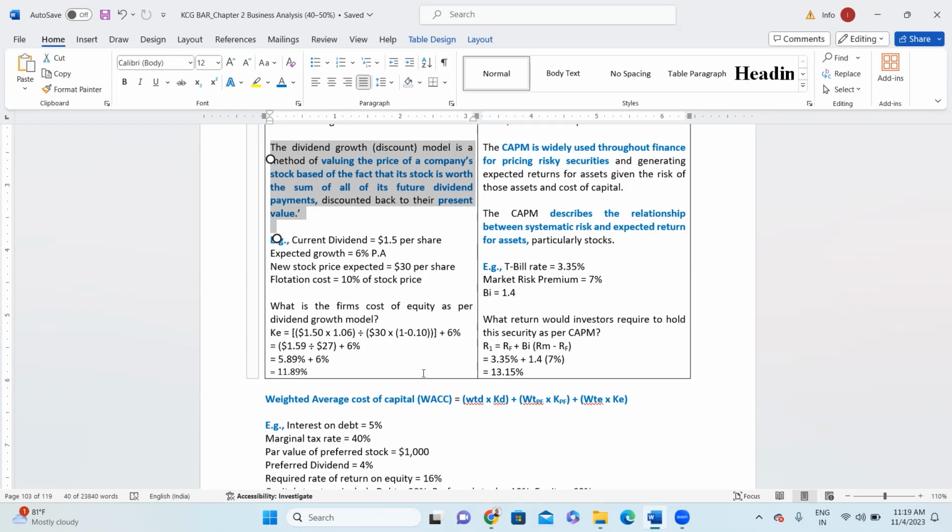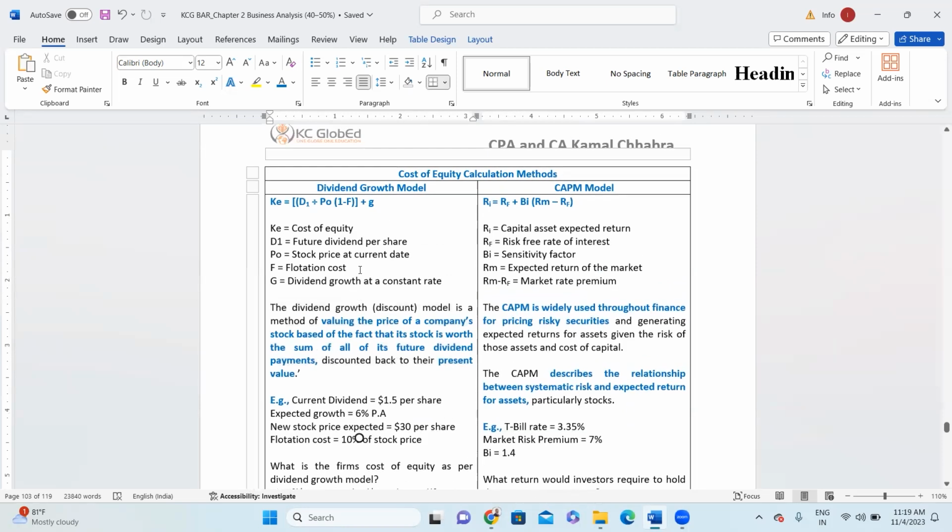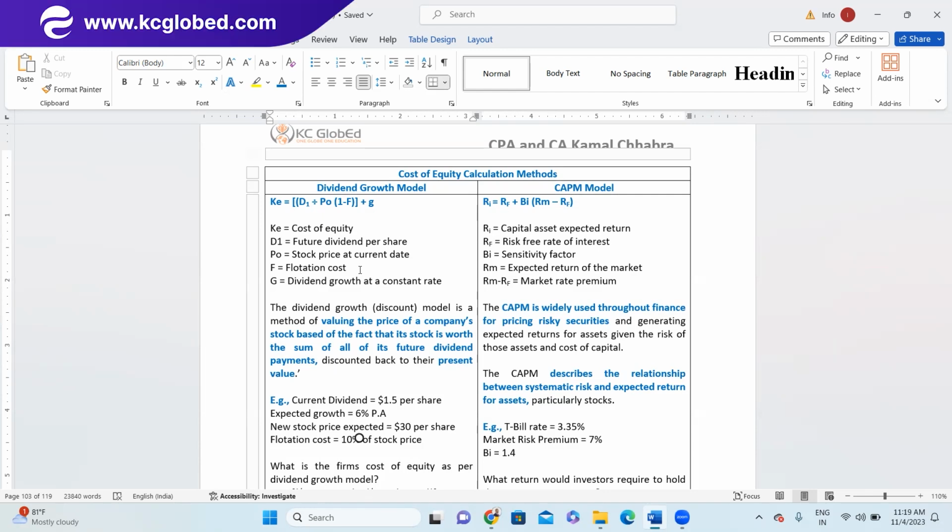Any doubt here? No, so far, so good? Yes. So this is about the dividend growth model. How do you calculate the cost of equity when you are using the dividend growth model? And what is the objective of the dividend growth model? You'll be using the dividend growth model based on the future expected dividend value at the present rate. So the present value of the future expected dividends, that is called the dividend growth model, to calculate the cost of equity.